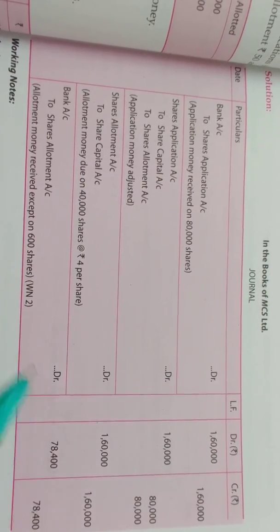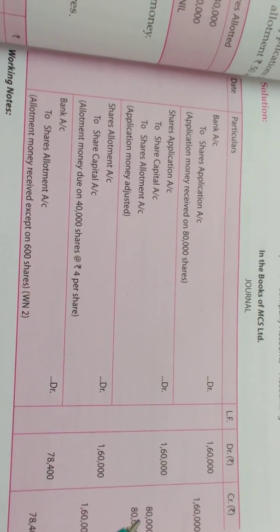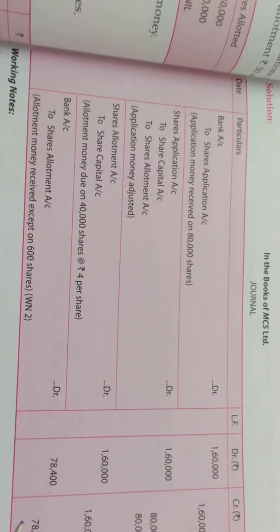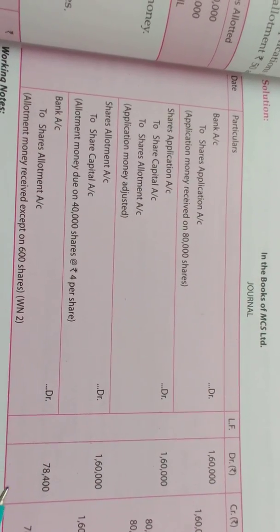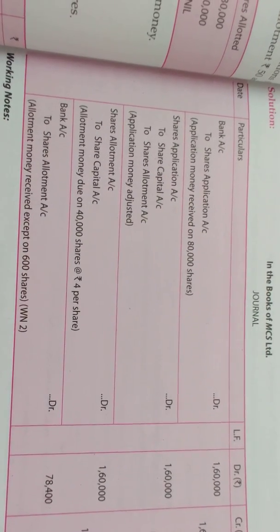Clear? Now allotment is due for 1,60,000 and 80,000 we are already having. So we will receive 80,000 only, and out of that 1,600 is not paid, so total amount received is 78,400. Bank account debit to share allotment. Clear? Students, in this way it has to be done.